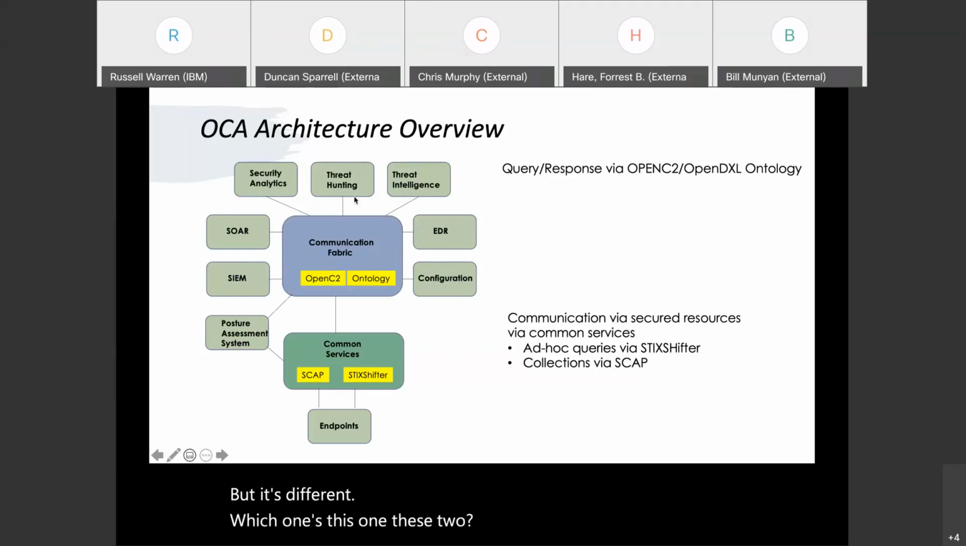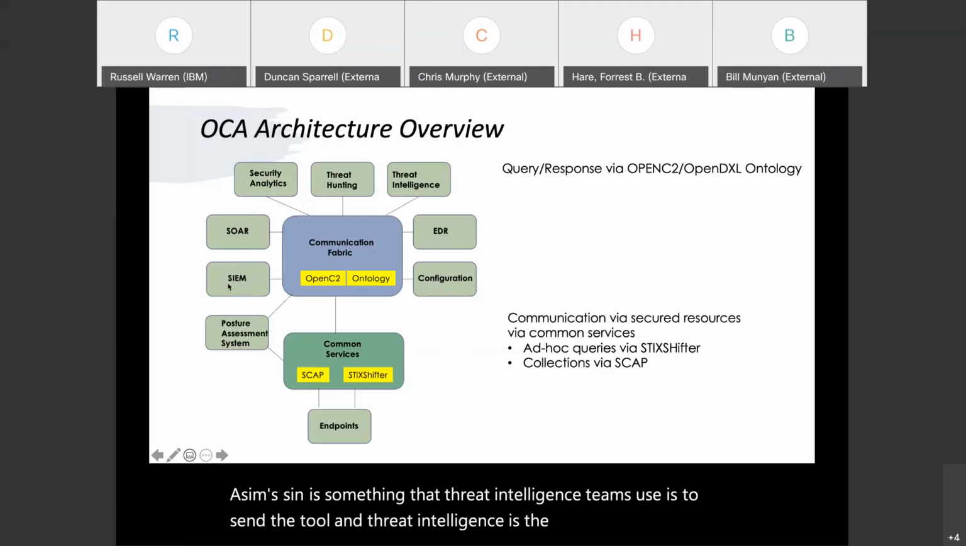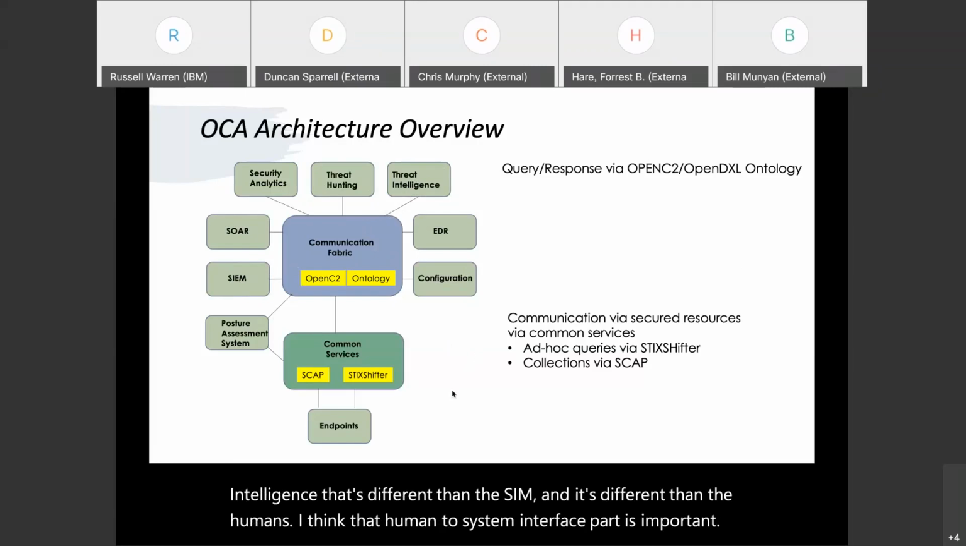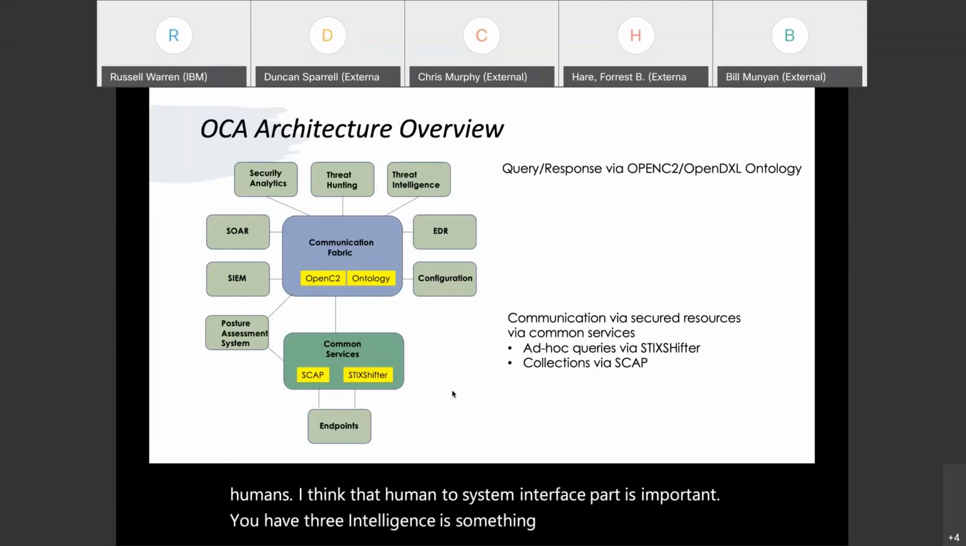A SIM, a SIEM, is something that threat intelligence teams use. Is the SIM the tool and the threat intelligence is the team, or is there a different set of tools that go into this thing called threat intelligence, a different set of software in our open source repositories for threat intelligence that's different than the SIM and different than the humans? I think that human to system interface part is important. Yeah, threat intelligence is something like TruSTAR or maybe Anomali, where your threat analysis platform is dedicated to the threat analysis.